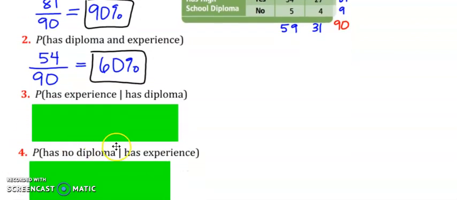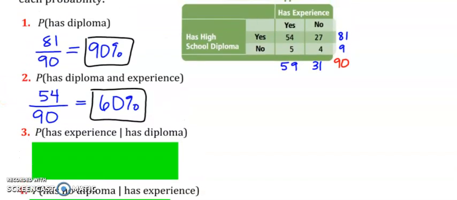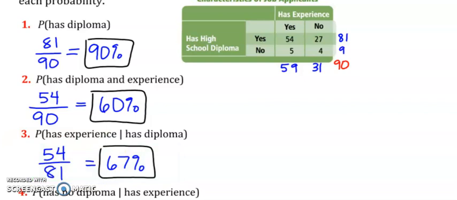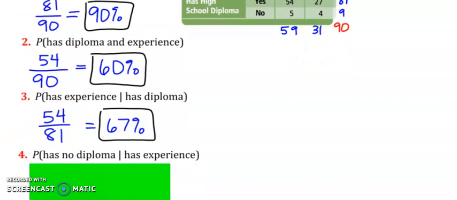Now, 3 and 4, this is where we get into the conditionals. Number 3 is saying, what is the probability they have experience given that they have a diploma? So now I'm going to narrow my focus. I only care about the folks who have a diploma. So I'm only looking at these specific 81 people, not the total 90, just these 81. Out of those 81 folks, how many of them have experience? Well, that would be 54 out of 81. We go to our calculators and we're going to find that it's about 2/3.